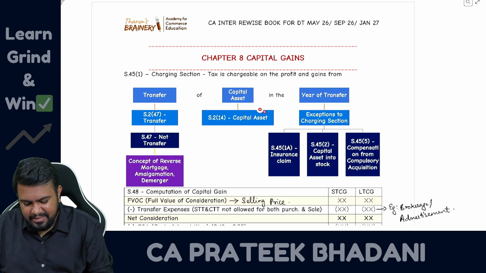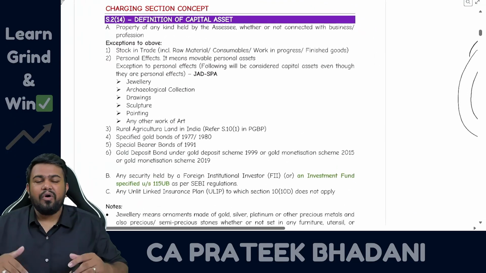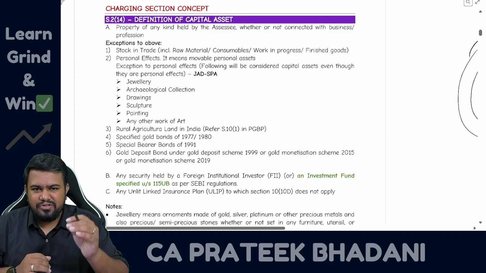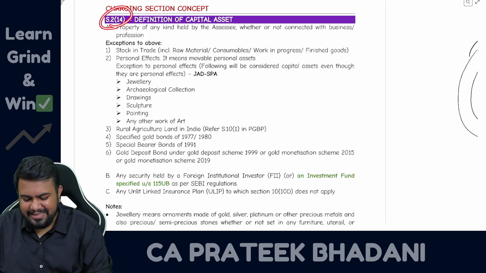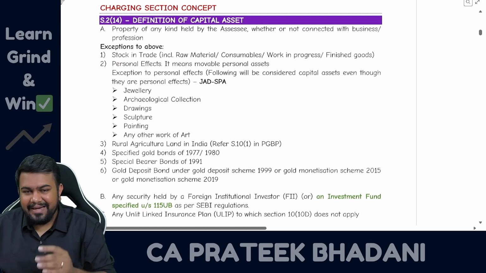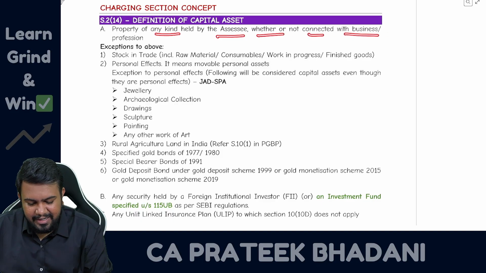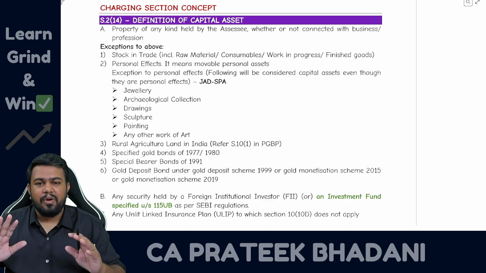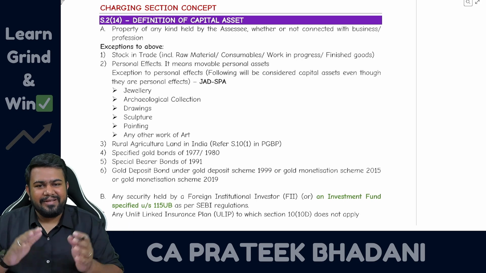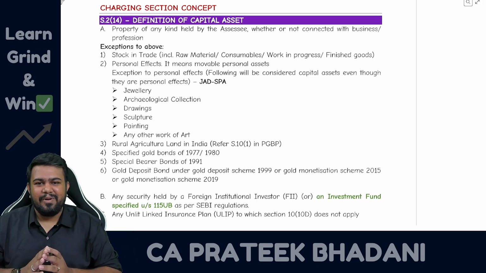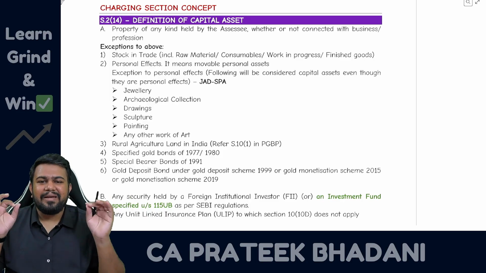So firstly, let us discuss section 2 clause 14, that is definition of capital asset. So what is capital asset, sir? Because capital asset is only covered in the capital gain chapter. Section 2 clause 14 defines capital asset as, number 1, it is a property of any kind held by the assessee, whether or not connected with the business or profession. So the property is of any kind, whether it is personal property or business related property, whether it is tangible property or intangible property, whether it is movable property or immovable property. All kinds of property are capital assets.